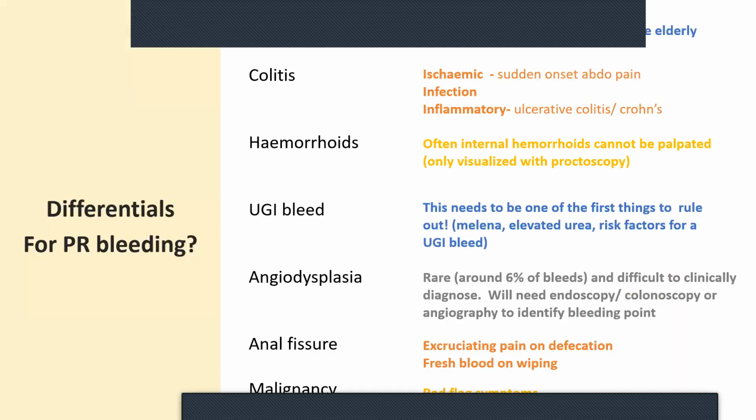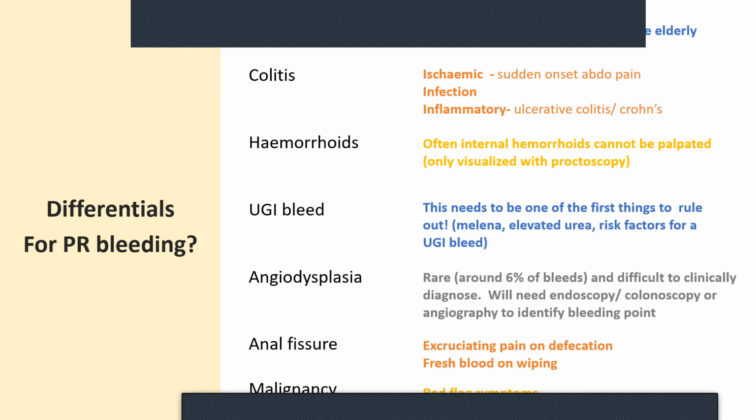So PR bleed is a really common thing that's seen in general practice and A&E. So when patients present with that, you need to immediately think of a whole host of differentials. The most common cause of PR bleeding, actually, especially in the elderly, is due to diverticular disease.